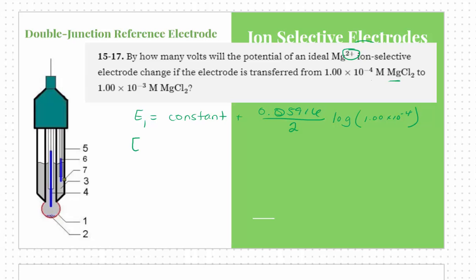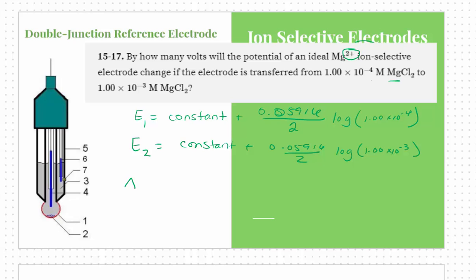And then we're also going to calculate E2. So it is again some constant. It's the same constant because it's the same electrode. And that's going to be equal to 0.05916 over 2 times the log of the analyte of interest, in this case, 1.00 times 10 to the negative third.